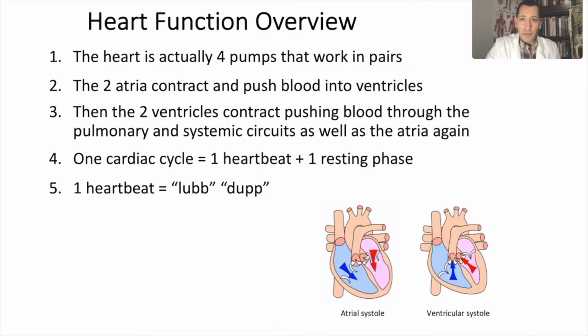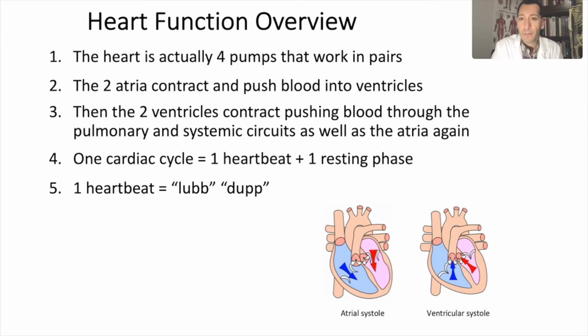Okay, just a little bit on the heart now, on the overview, the function now. The heart is actually four pumps that work in pairs, just as we were talking before. Whatever happens on the left side happens on the right side at the exact same time. The two atria contract at the same time, and the two ventricles contract at the same time. One cardiac cycle is one heartbeat and one resting phase. And one heartbeat is that lub dup, lub dup, lub dup. What are those two words? Those are the two words we use for the two heart sounds.